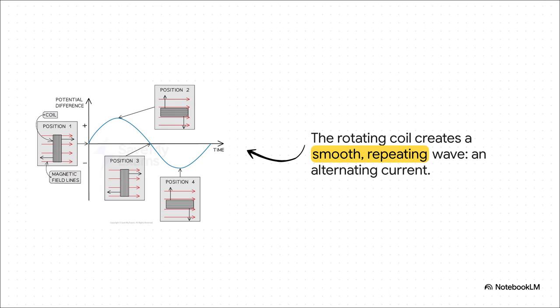It's called alternating because the current literally flows one direction, then reverses and flows the other way, over and over again. And believe it or not, this exact wave is what's coming out of the outlets in your home.